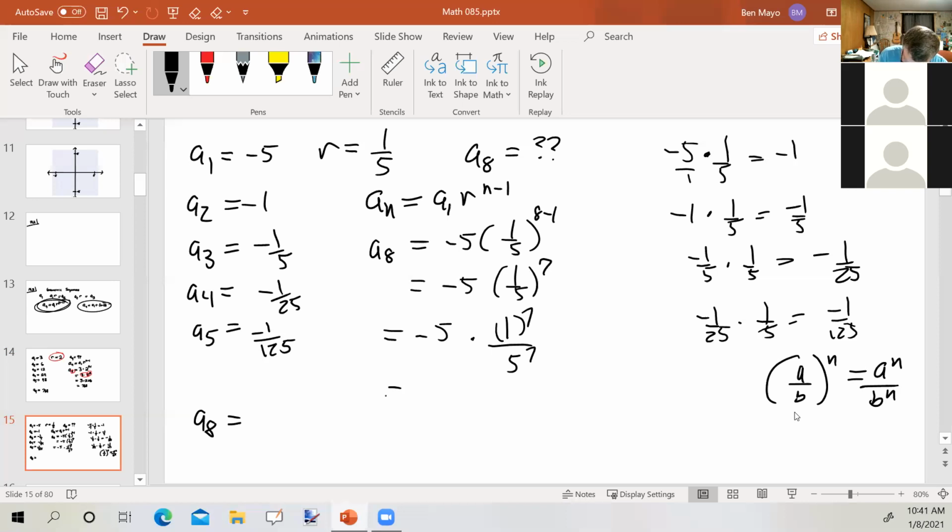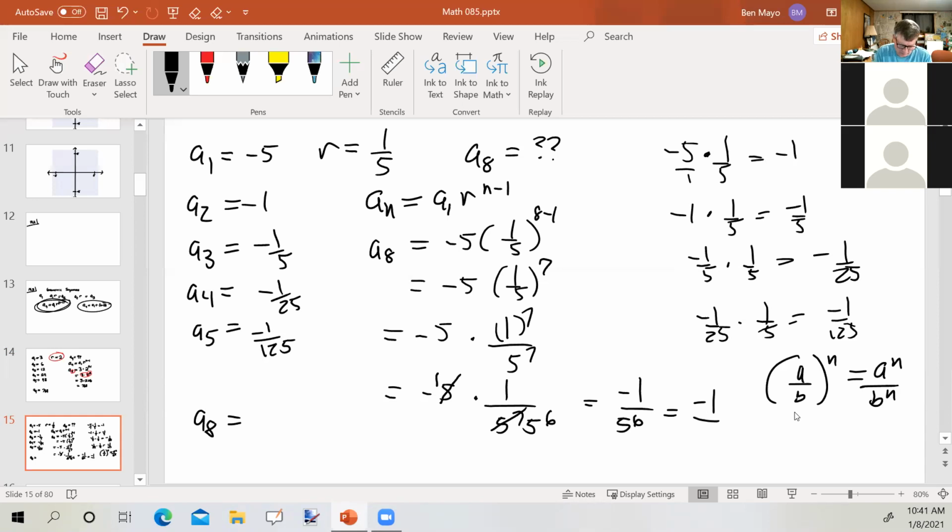Now, 1 to the 7th power is just 1. I'm going to leave 5 to the 7th power there for a moment. I could reduce this. I could take a 5 out of the numerator and make this a -1, and a 5 out of the denominator and make it 5 to the 6th power. You see how I did that? So now I've got -1 over 5 to the 6th power.